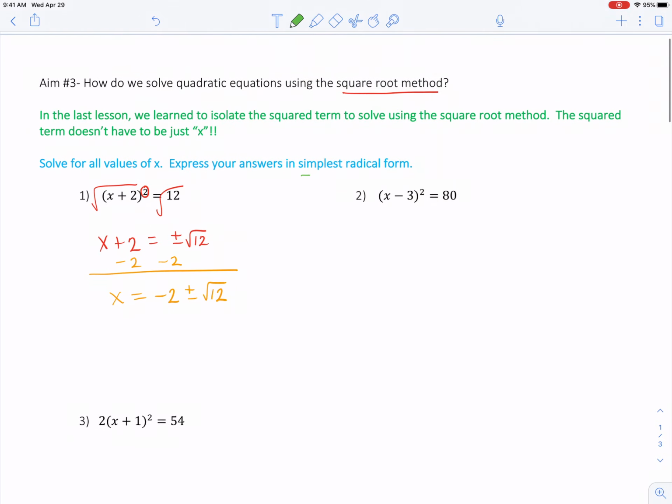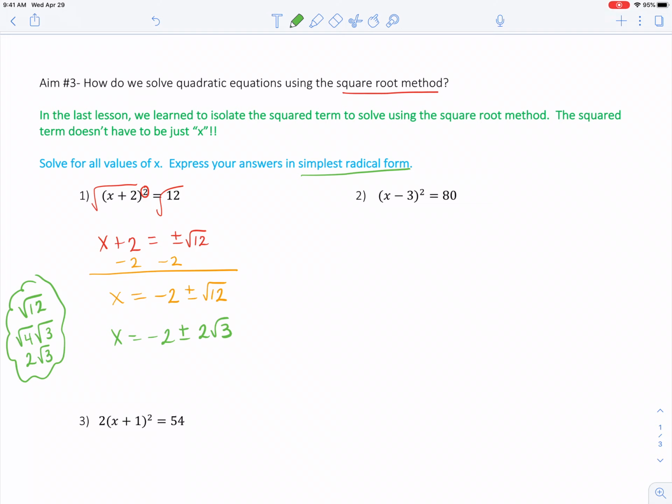However, like always, the directions say simplest radical form. And the square root of 12 can be broken down because 12 has a perfect square that goes into it. What perfect square goes into 12? 4. And it's 4 times 3. We take the square root of 4, which is 2, and bring down the square root of 3. So I'm going to bring down the answer: x equals -2 plus or minus 2 square root of 3.